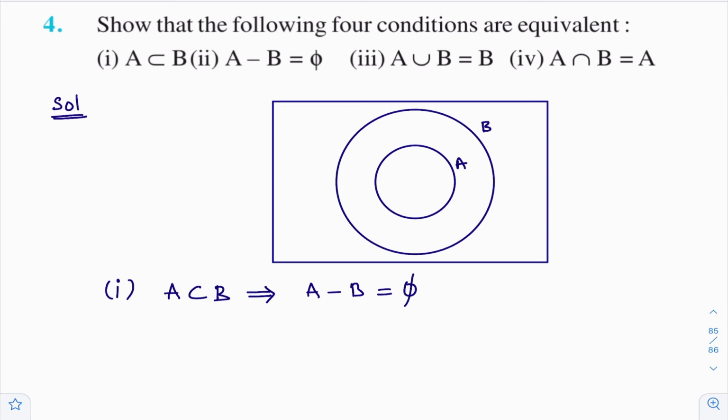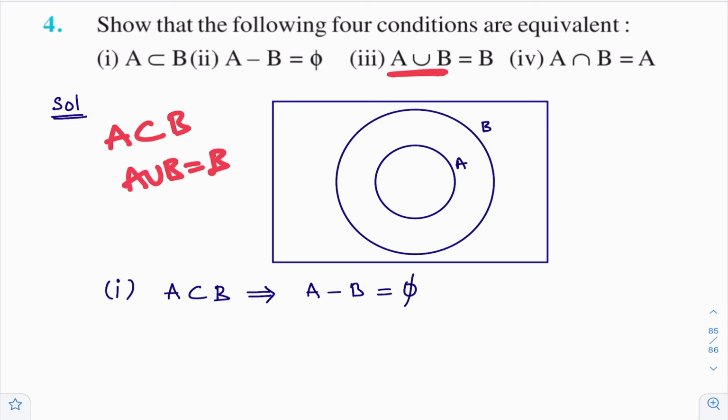And when A is a subset of B, A union B is B only. It is simple. When we do the union of two sets, look here, A is a subset of B. A union B means all the elements present in A and present in B. Here all the elements which are present in A are present in B, right? So if x is in A, then definitely x is in B. When A is a subset of B, A union B is B.